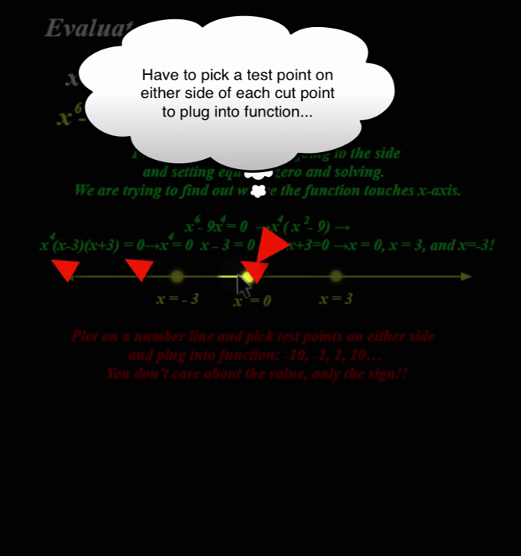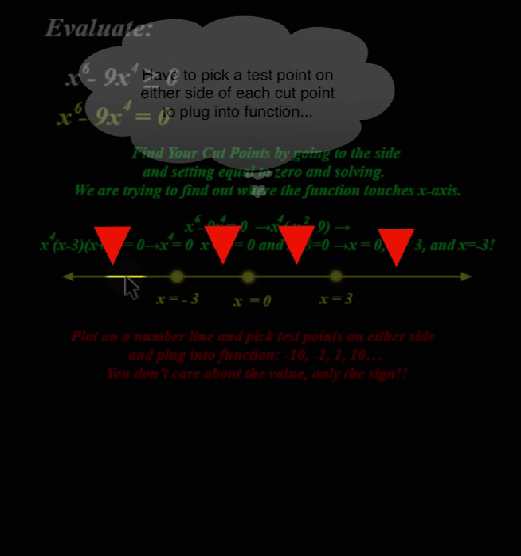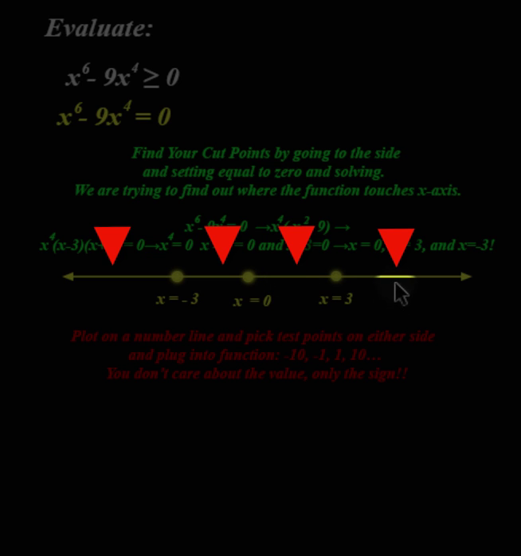And here in this scenario, we're going to need 4 test points, one on either side of each critical point. So I chose negative 10, negative 1, 1, and 10. You could have chosen 4, negative 2, 2, and 5. As long as they're in between these points, that's what matters.